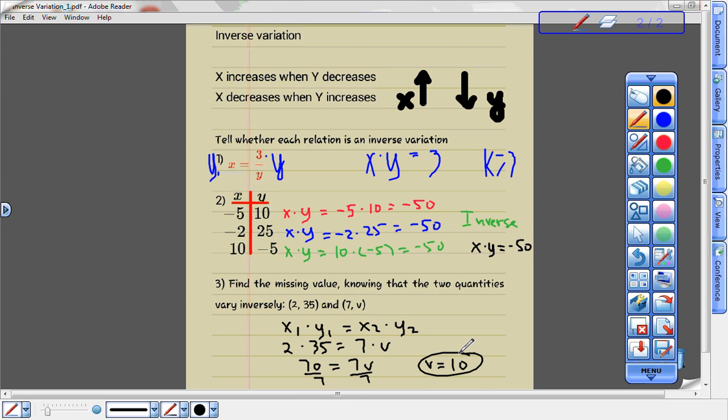So in conclusion, inverse variation is a relation between two variables x and y. The equation that we usually write is x multiplied with y equals a number k, or we can rewrite that as y equals k divided by a variable x.